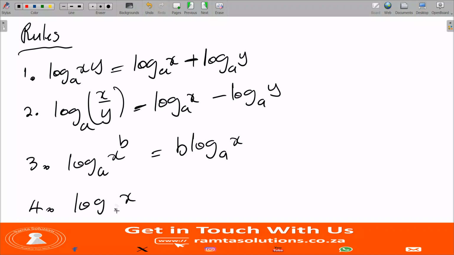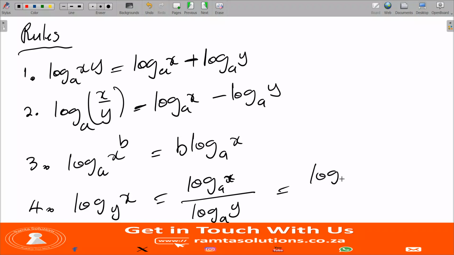x base a is the same as, let me say y, log x base y is the same as log x base a over log y base a, or simply it is the same as log x over log y.